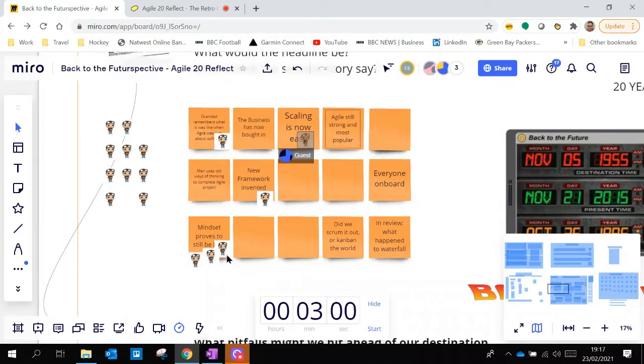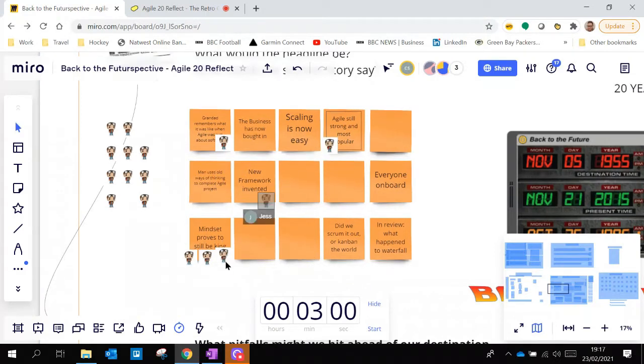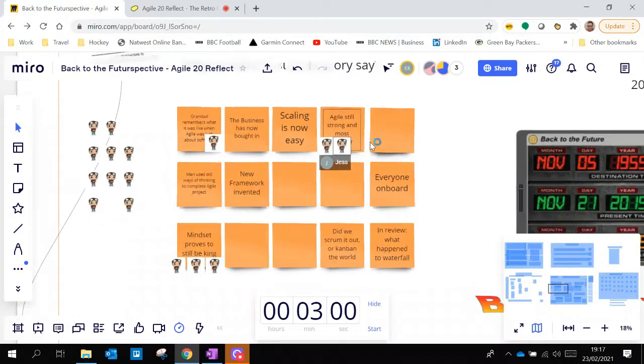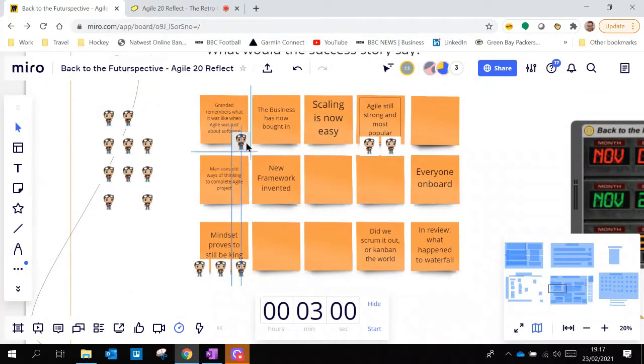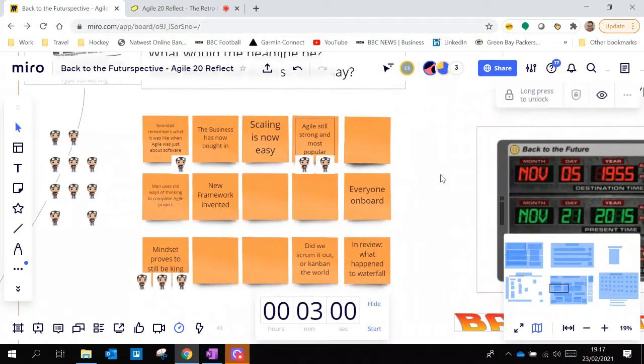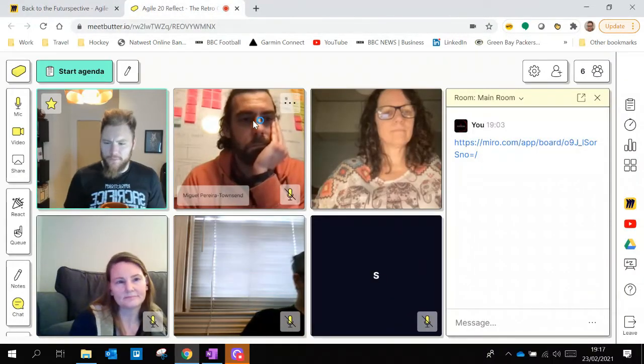Alright, so a number of votes for mindset seems to be the winner so far, with 3 votes. Agile still strong and popular with 2. Alright, let's talk about mindset then, which proves to be king. Who wants to share their thoughts there? Why do we think this is going to be most likely to happen in the future?